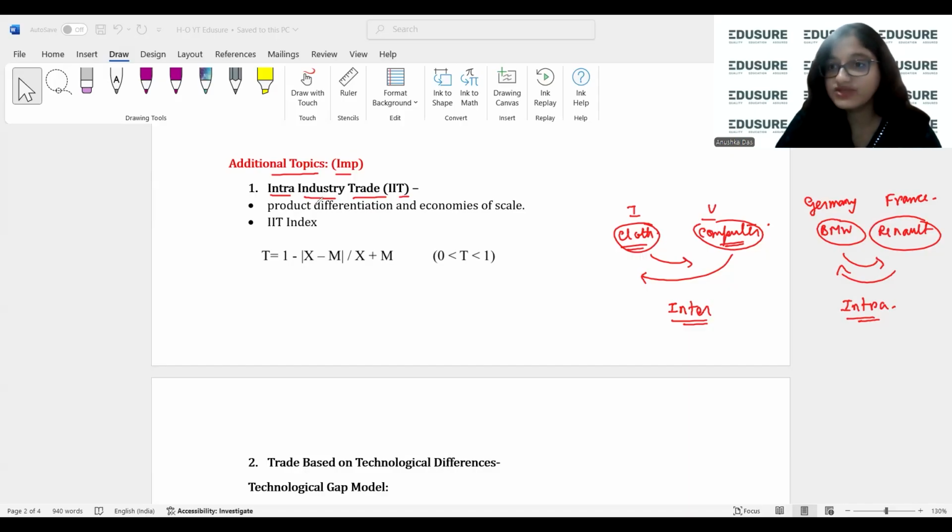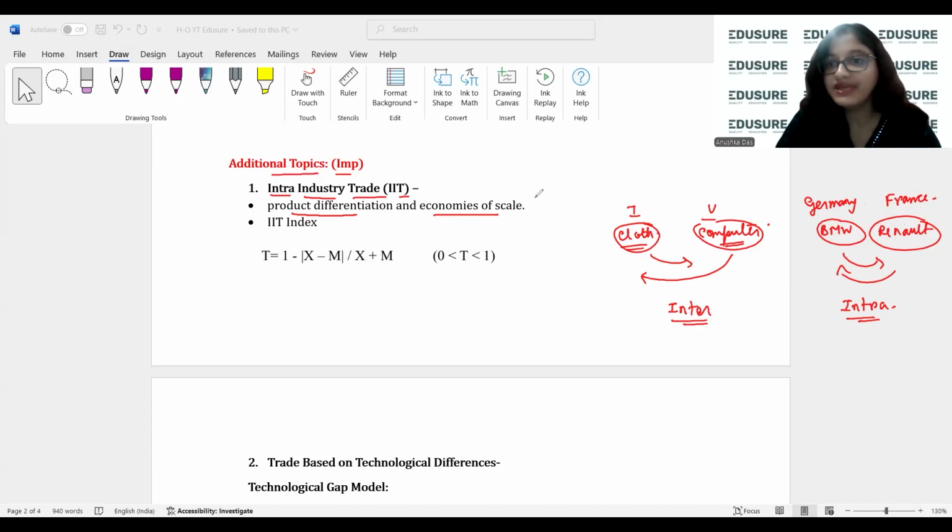Here I have given you the basis of trade. This is a very important question from your UGC NET point of view. In case of intra-industry trade, the basis of trade is product differentiation and economies of scale. So they directly ask you this question: which kind of trade is based on product differentiation and economies of scale? Product differentiation, you can understand: you have to give some special feature for different branding. Otherwise, no one will purchase from you.